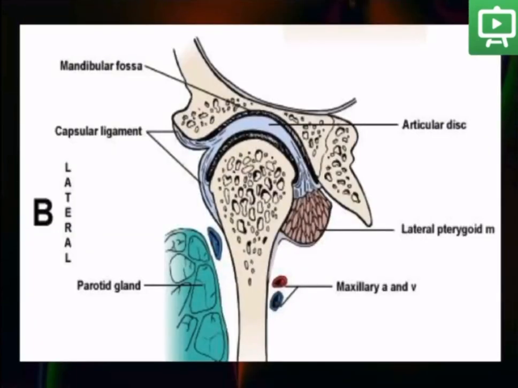Here is a more close-up diagrammatic representation of the articular disc, which is attached anteriorly to the articular eminence and the mandibular condyle, and posteriorly attached to the capsular ligament. Both articular surfaces are layered by a thin fibrous layer.